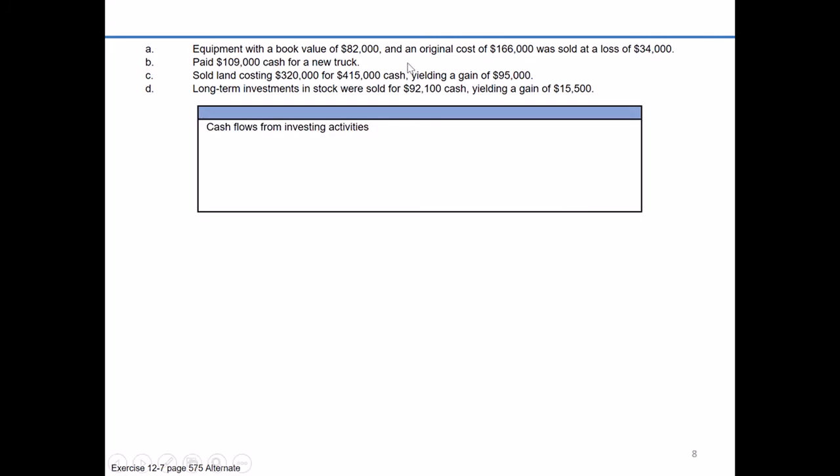Now, I'm going to go one by one and figure out first, does that item impact investing activities? And if it does, what's the cash impact of that? The first line item we have is an equipment with a book value of $82,000. An original cost of $166,000 was sold at a loss of $34,000. So we have a sale of equipment. Equipment is a long-term asset, so it needs to be factored into our investing section.